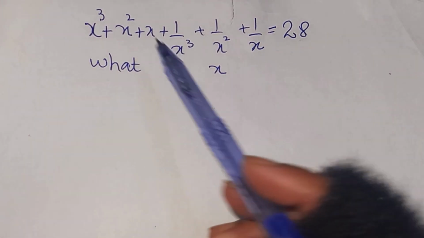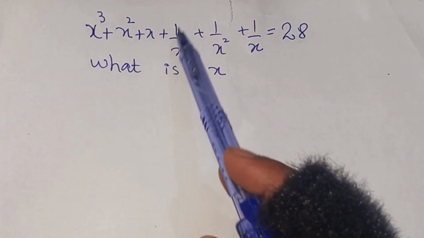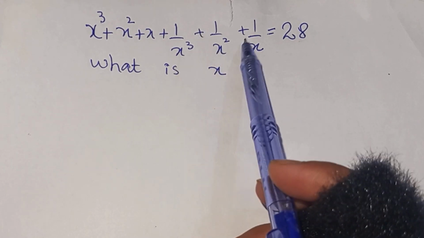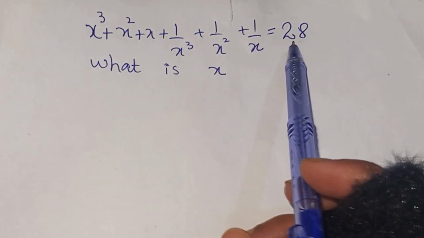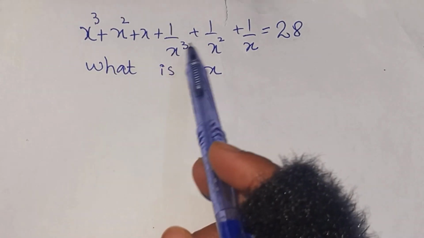Hello, let's try to solve this question. The question is: x³ + x² + x + 1 + 1/x³ + 1/x² + 1/x is equal to 24. Then what is the value of x? So let's start.